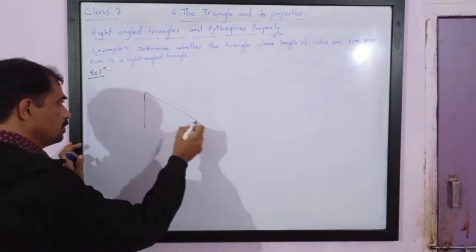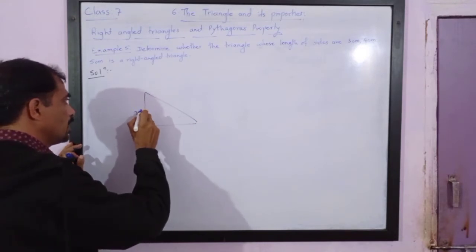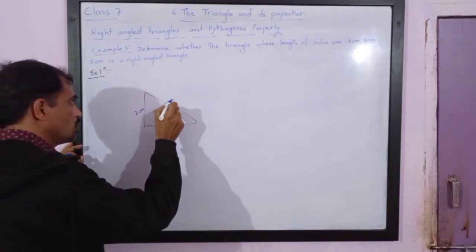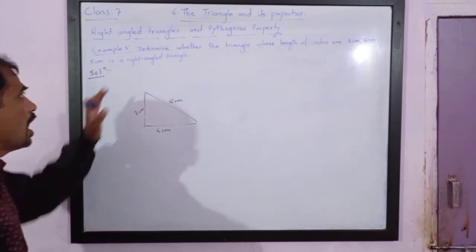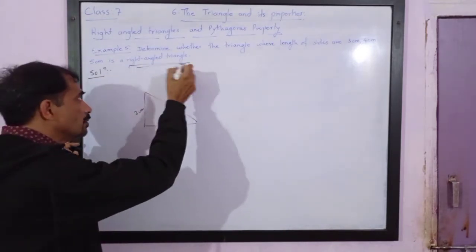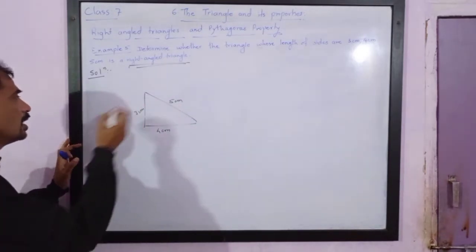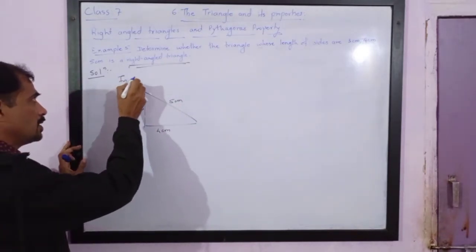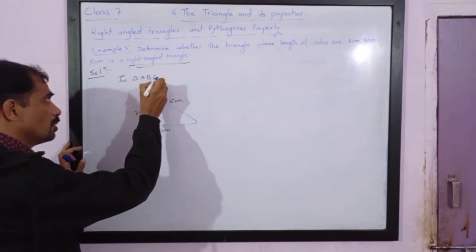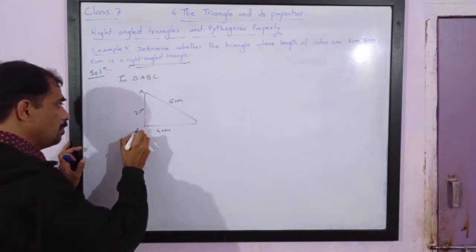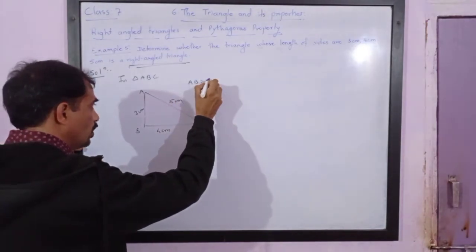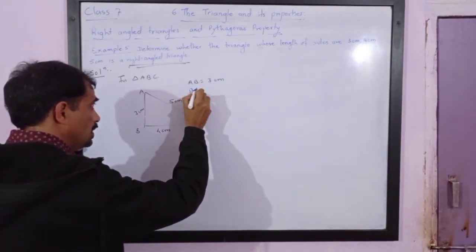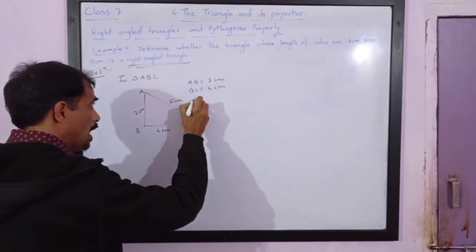So we are given 3 sides. One is 3 centimeter, the other is 4 centimeter, and the third is 5 centimeter. We are not given what the angle is. We are asked whether it is a right angle triangle. So let us write in triangle ABC. It is not given in the question. Please note, we have taken this as ABC. In triangle ABC, AB is equal to 3 centimeter, BC is equal to 4 centimeter, and AC is equal to 5 centimeter.